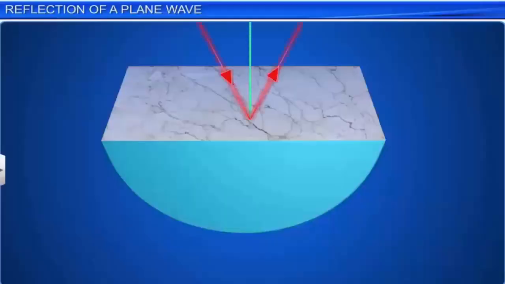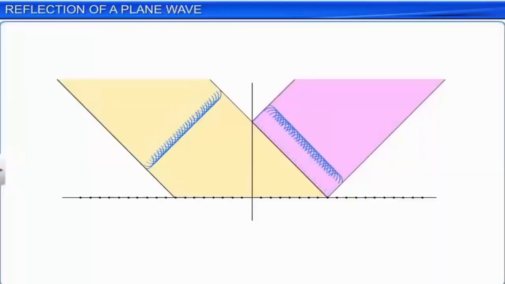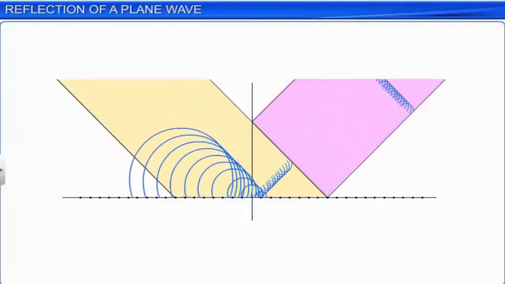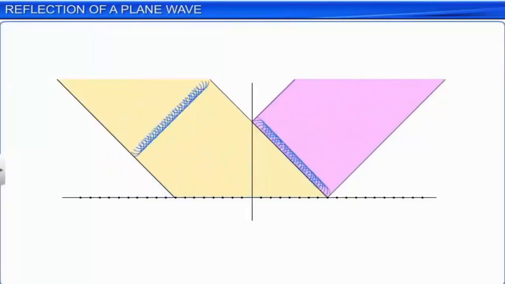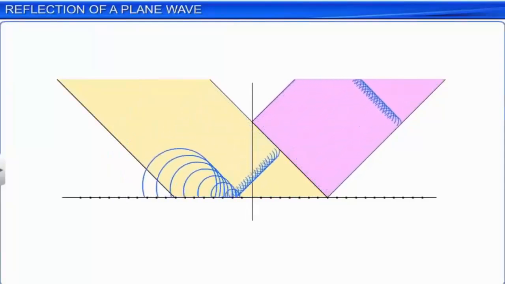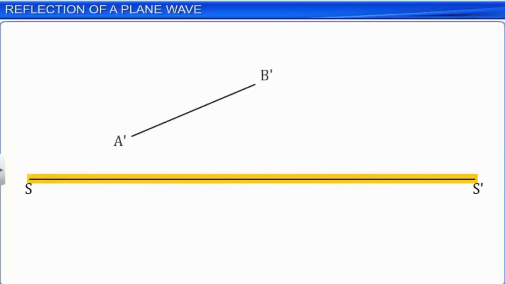In ray optics, you have already studied about the laws of reflection. Now, we shall study them again, but with wave theory as the basis. In order to prove the laws of reflection based on wave theory, let us consider the reflection of a plane wavefront A'B' from a plane reflecting surface SS'.